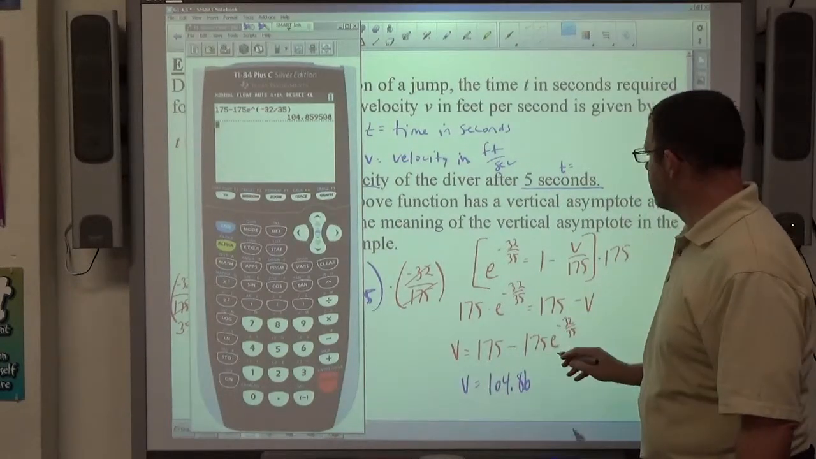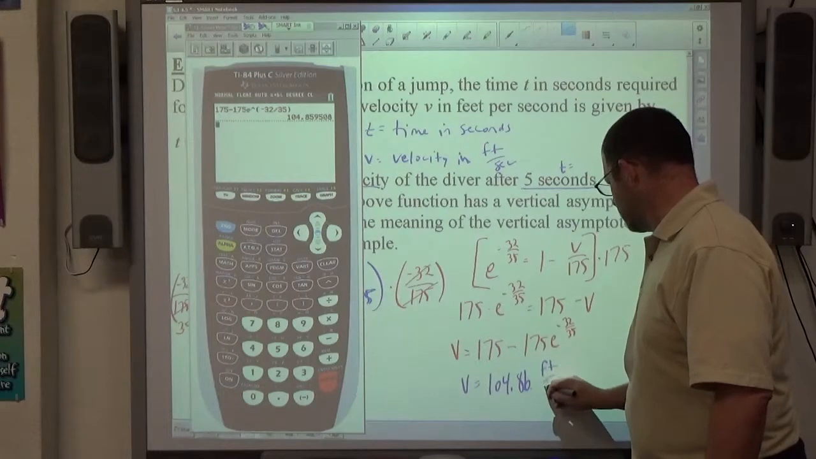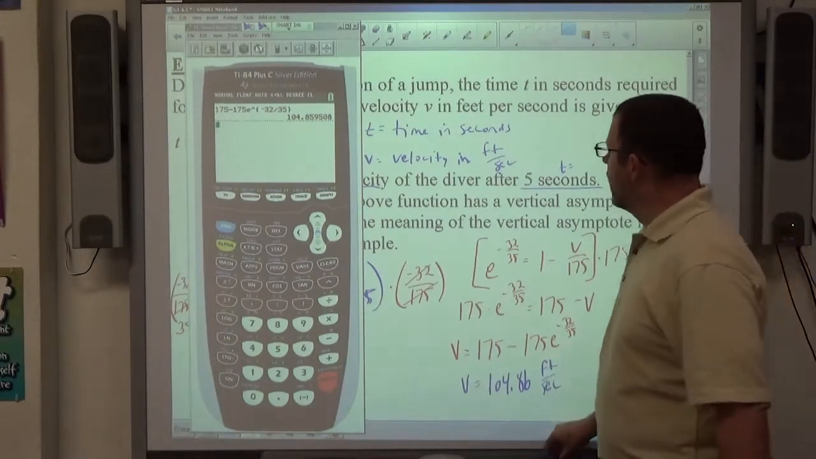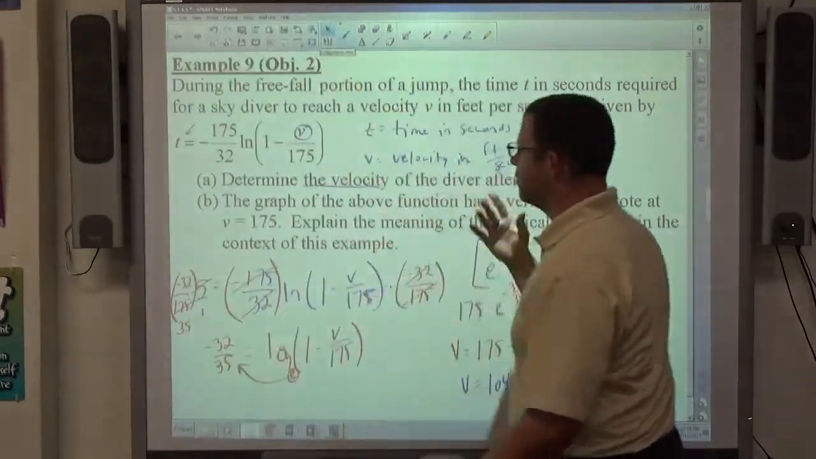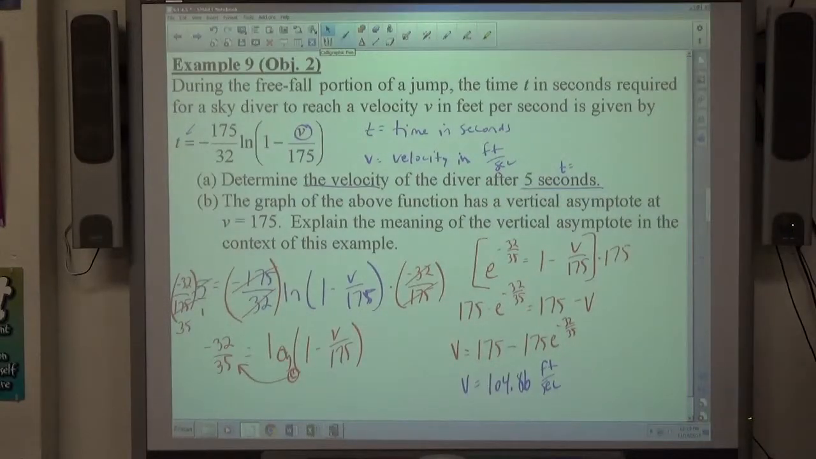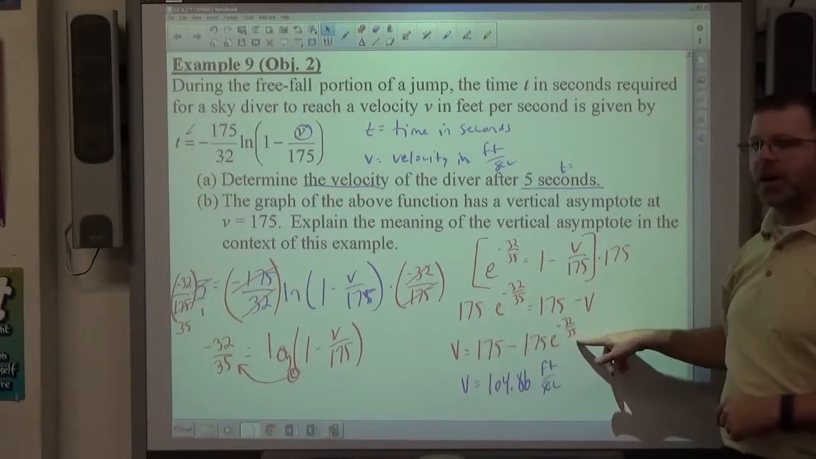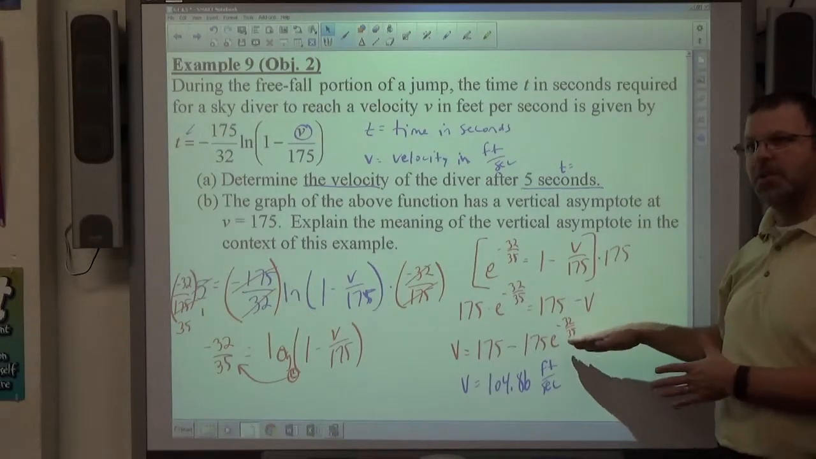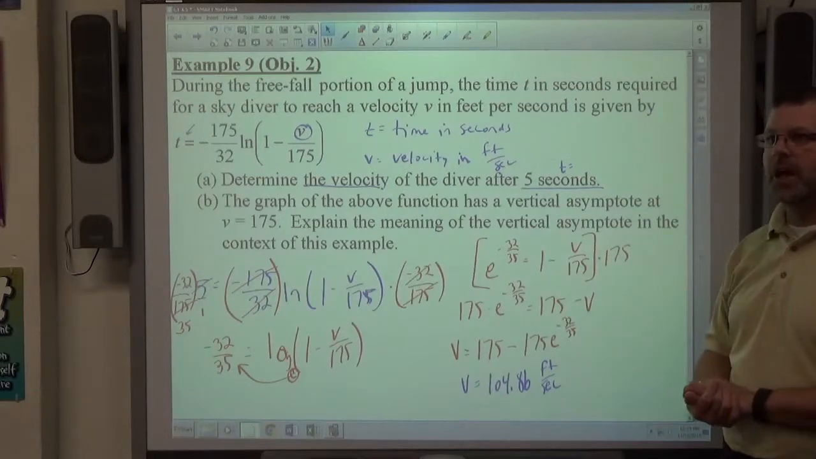And that is feet per second. Right? And it doesn't specify how many decimal places. I want a couple. I mean, if they don't specify, a couple's fine. Especially if you're getting all the way, this is exactly right here. So then if you're typing exactly right, what you're getting is a very accurate answer.